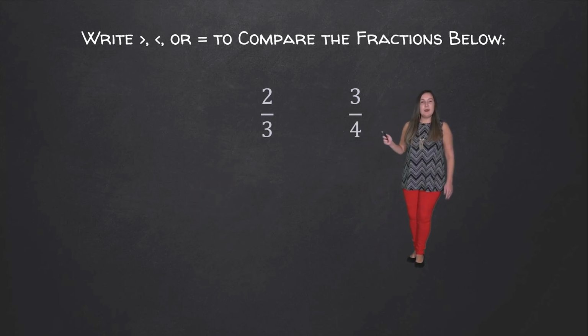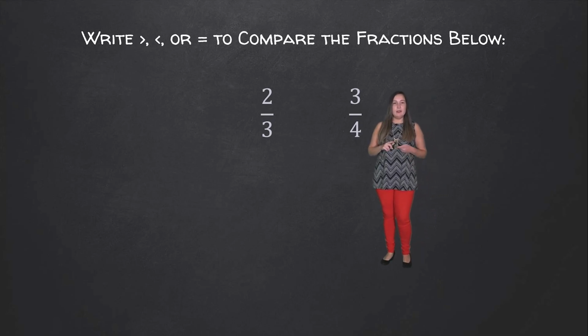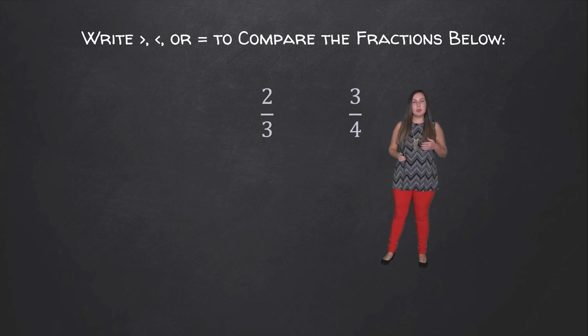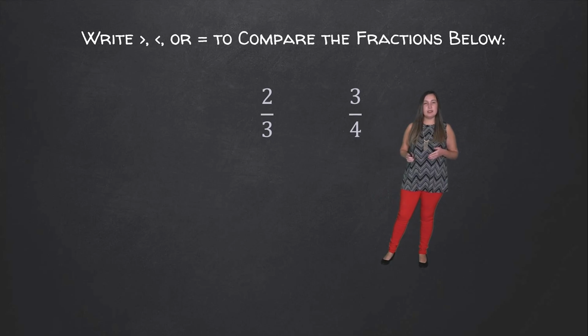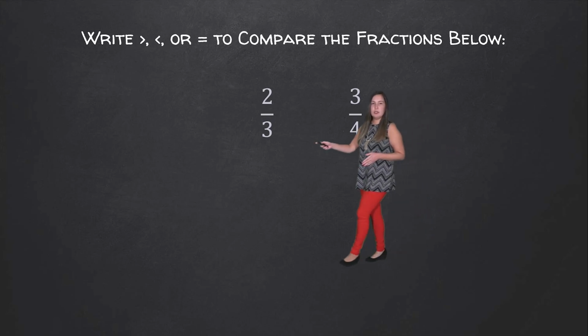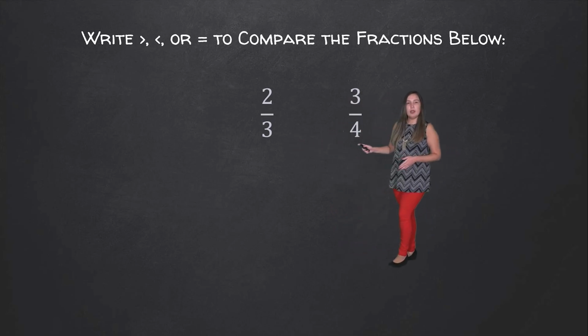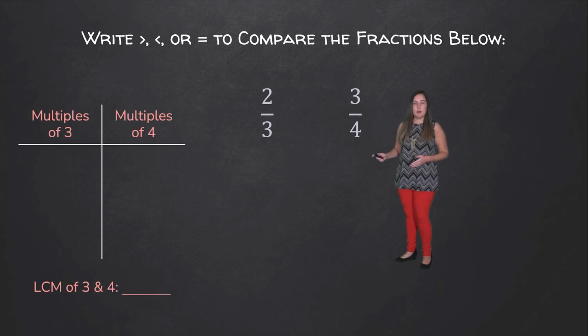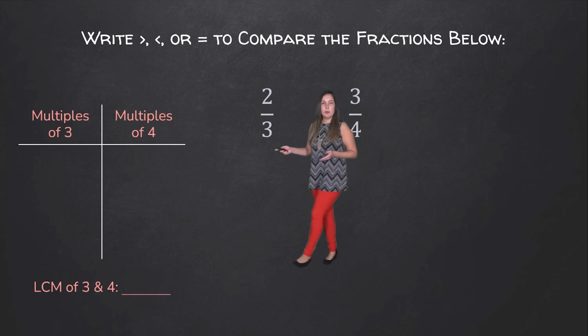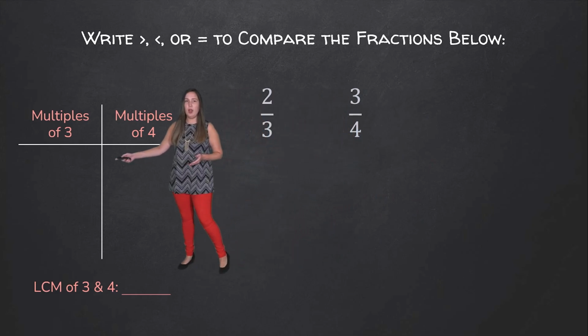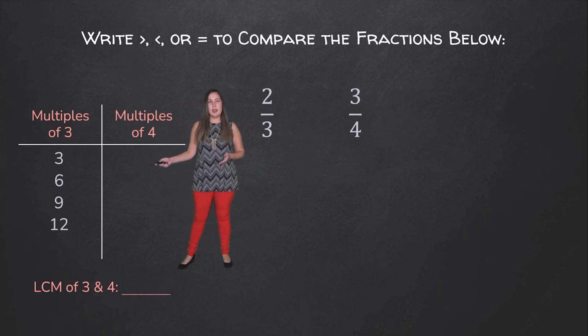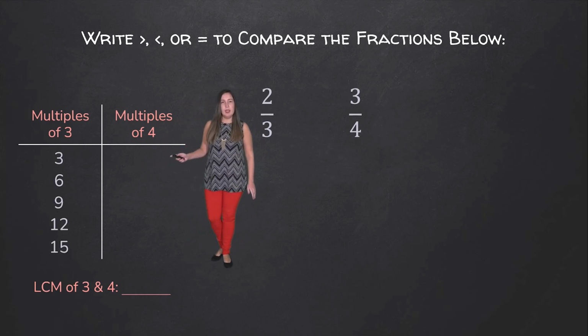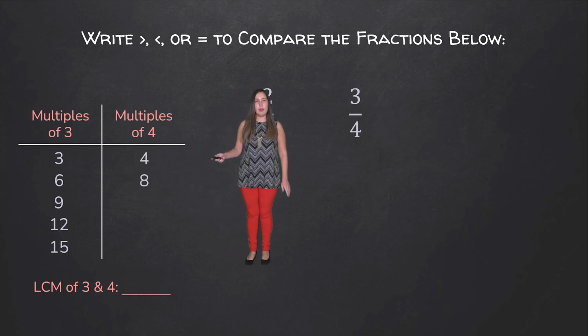All right? So now we have 2/3 and 3/4. Now the denominators are different, the numerators are different, so what we're going to have to do is write equivalent fractions with the same denominator to be able to compare them. And in order to do that, we're going to take our two denominators, 3 and 4, and find their least common multiple. So some multiples of 3 are 3, 6, 9, 12, and 15. And some multiples of 4 are 4, 8, 12, 16, and 20.